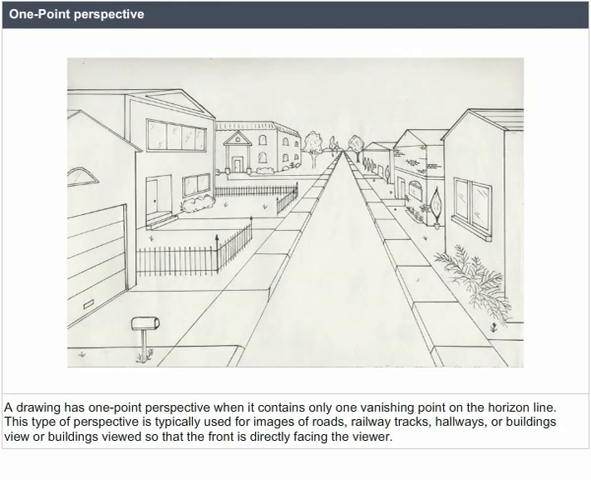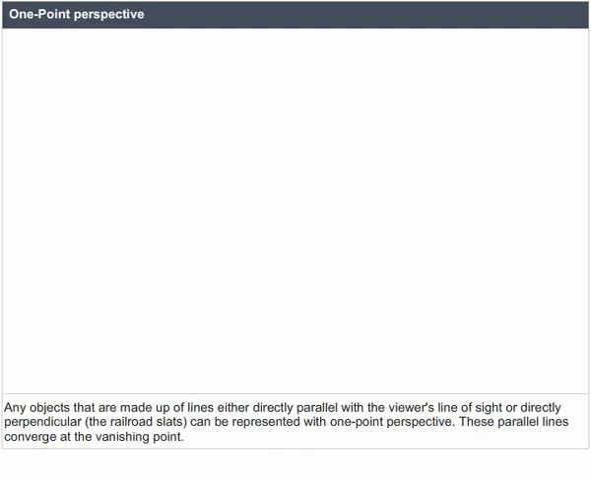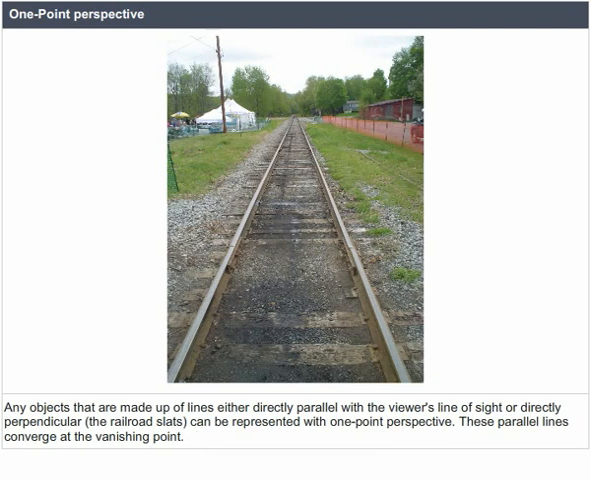1 point perspective. A drawing has 1 point perspective when it contains only one vanishing point on the horizon line. This type of perspective is typically used for images of roads, railway tracks, hallways, or buildings viewed so that the front is directly facing the viewer. Any objects that are made up of lines either directly parallel with the viewer's line of sight or directly perpendicular, like the railroad slats, can be represented with one-point perspective. These parallel lines converge at the vanishing point.